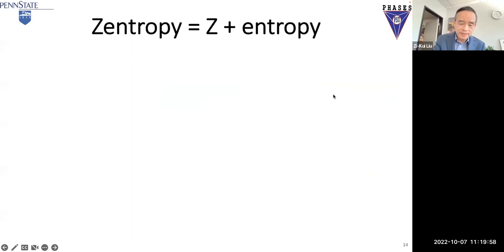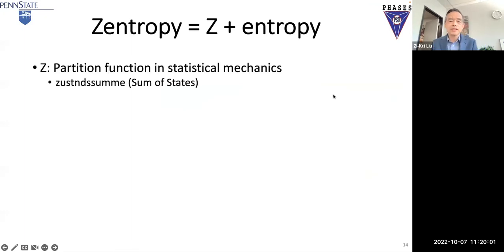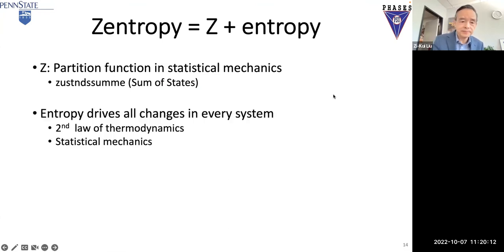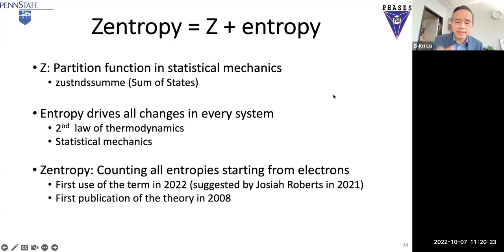Of course, Zentropy is two words, Z plus entropy. Z is the partition function in statistical mechanics. It's Zustandssumme in German, and it's basically the sum of states. And then the entropy drives the change of a system based on the second law, and it's also out of statistical mechanics. So now you see two connections, right? The entropy is basically counting all possible entropies in a system starting from electrons. The electrons come from quantum mechanics. So you take quantum mechanics, put statistical mechanics on top of it, then you predict the total entropy. That's what Zentropy is about.